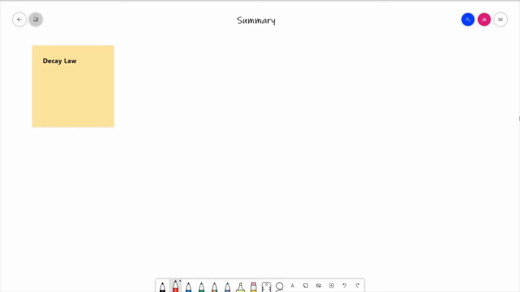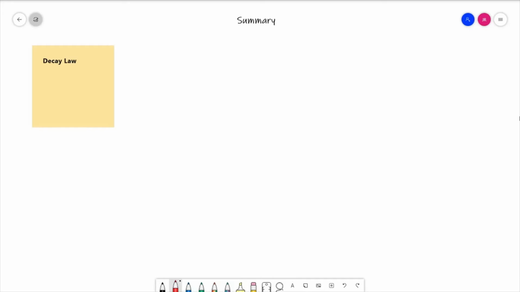So at that point I'm going to end the lesson and we'll get straight on to our summary. We won't do any examples in this lesson. I'm going to leave that for the next video because that's been quite heavy on the theoretical side today, and in the next lesson I want to focus on the application of the decay law.